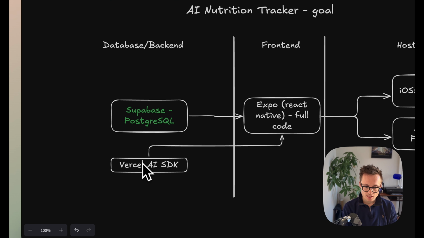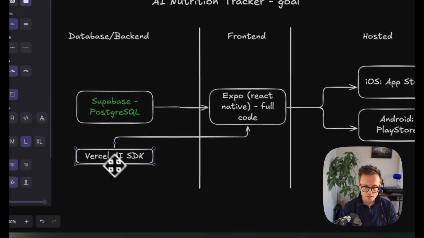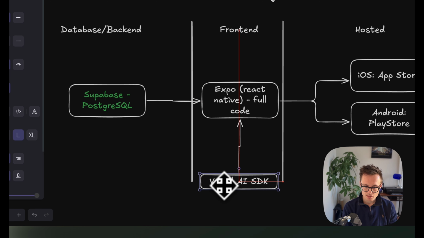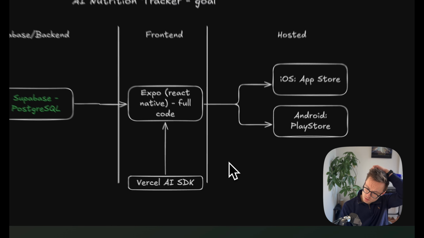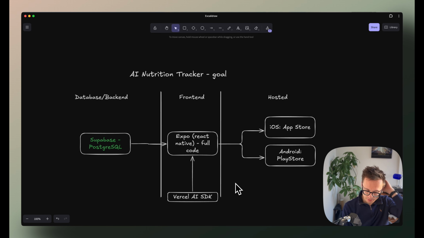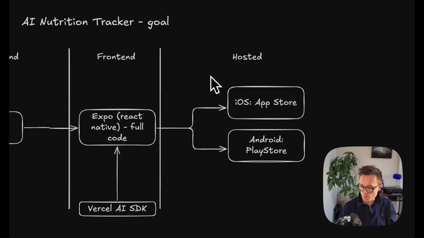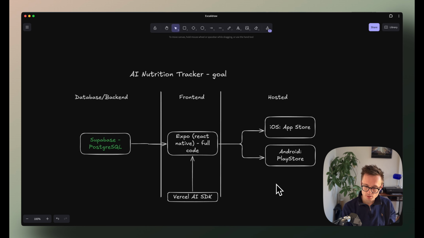Same with Vercel AI SDK. It doesn't really belong here, but it makes it easy to build AI workflows, and I will show you how. I will move away from a web application for the scanning. I will publish the app in the iOS App Store and in the Android Play Store. And I will build a separate landing page that I will host via Vercel. I will probably build that with Next.js, but that is a topic to be decided at a later stage.